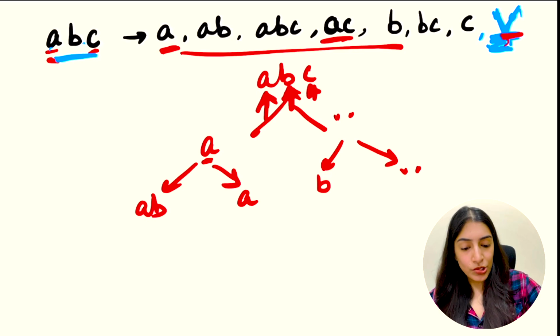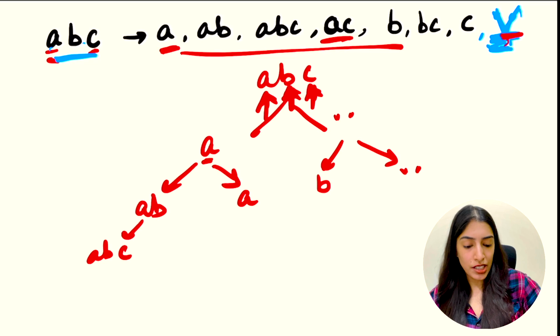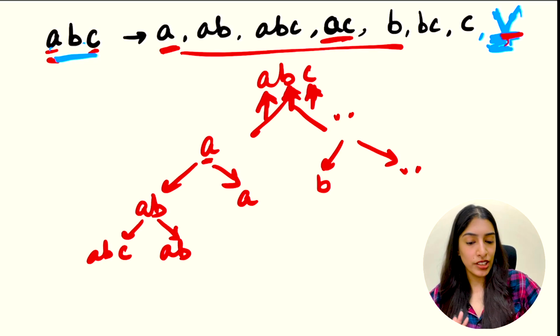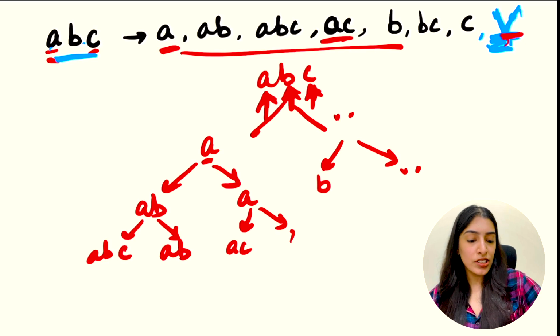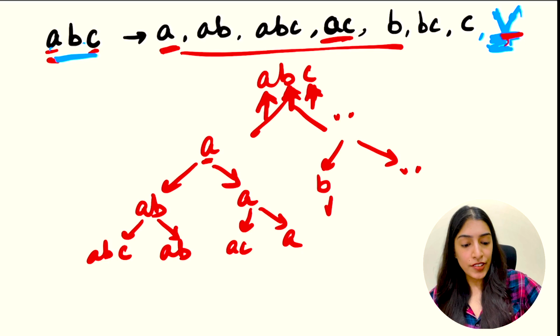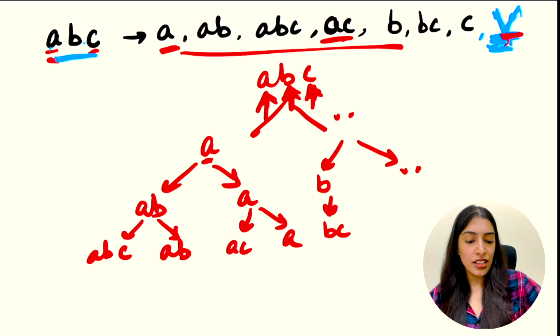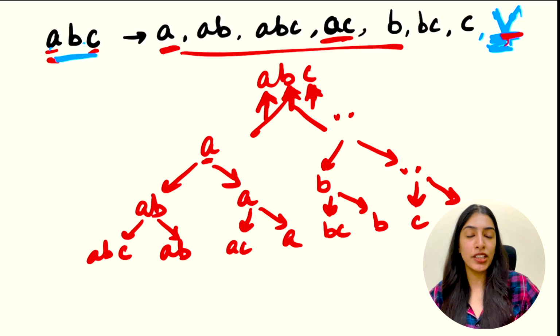Okay. Now let's come to the third element C. When we have the third element C, if we include it in this, then the subsequence will become ABC. If we don't include it in this, then the subsequence will be AB only. If we include it in this, it will become AC. If we don't include it in this, it will remain A only. If we include it in this, it will become BC. If we don't, it will become B only. If we include it in this, it will become C. If we don't include it in this, it will become empty only.